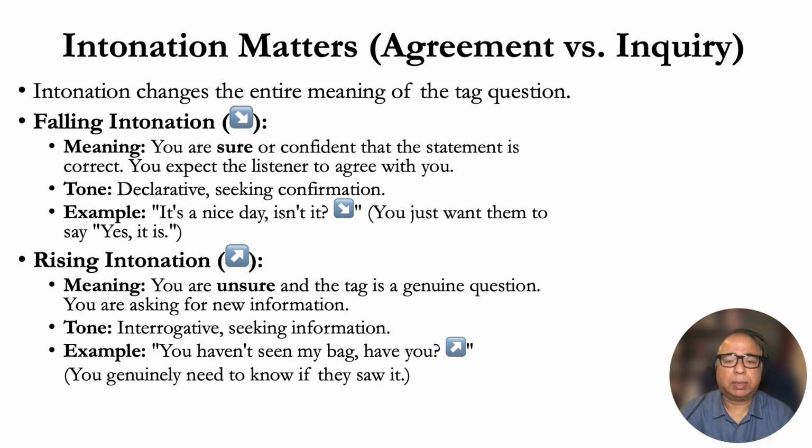Let's move on. I think I briefly mentioned the role of intonation in asking tag questions. Falling intonation means that you are confident the statement is correct. She is really nice, isn't she? She is really nice, isn't she? So isn't she has a falling intonation, right? But with a rising intonation, you're not sure.